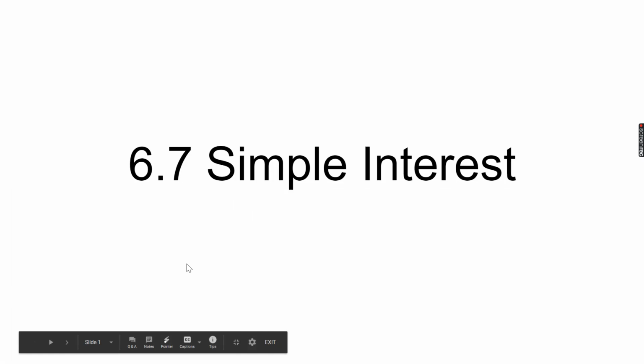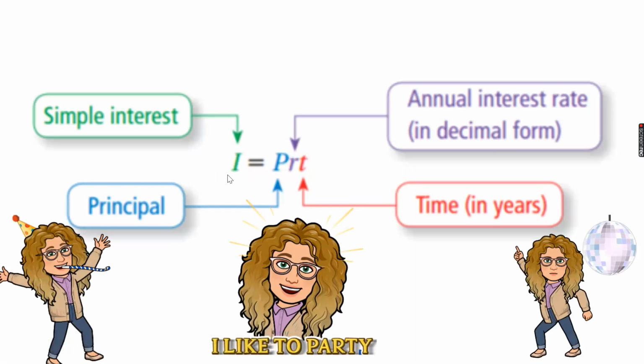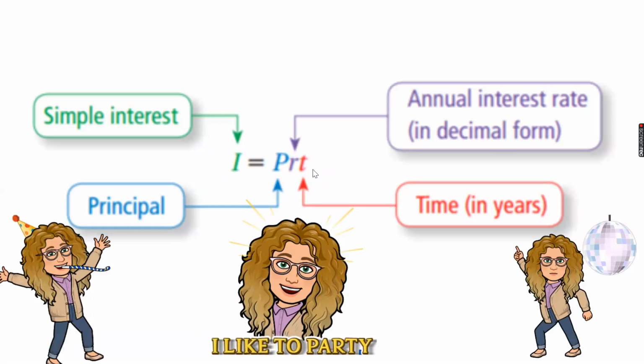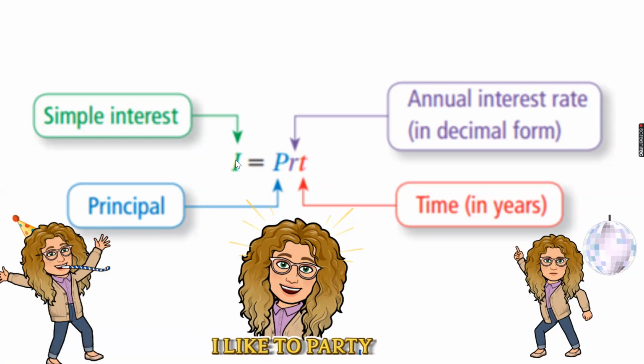So the formula for simple interest is I equals PRT. The way that I remember it is I like to party. So I like to party, PRT. It's the simplified texting version of party, PRT. So I is the variable we use for simple interest, which is the title of our lesson, simple interest. So it's what we're trying to find.